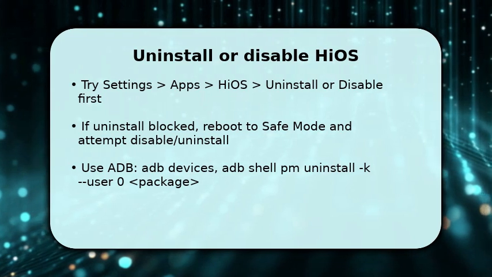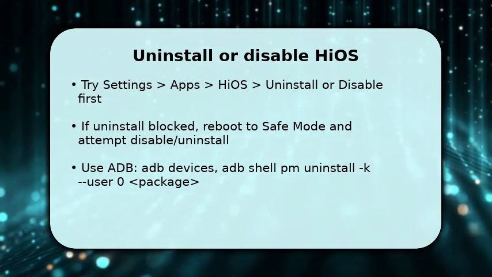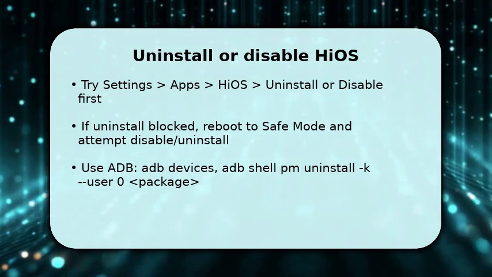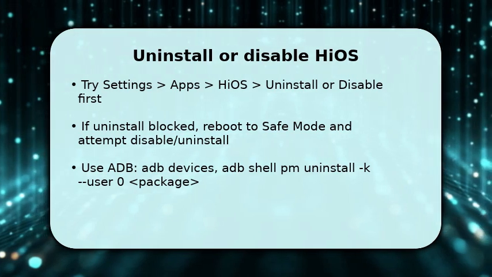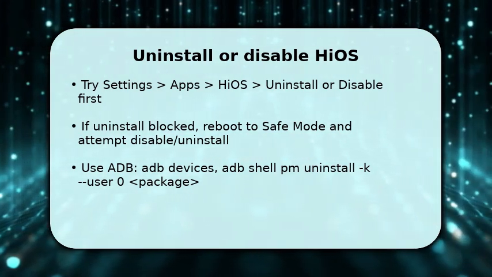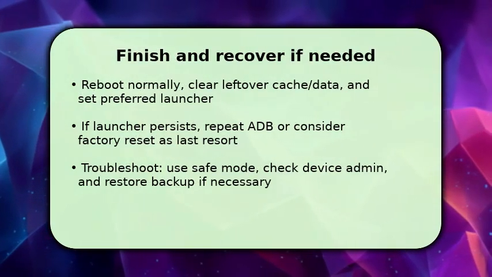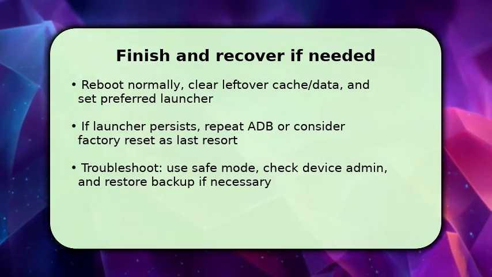Run adb devices to confirm connection, then adb shell pm uninstall --user 0 followed by the HiOS package name. This removes it for your user. Make sure you type the package name correctly. You finish by rebooting normally and clearing any leftover cache and data for the launcher so it won't revive. Then set your preferred launcher in Home App Settings.